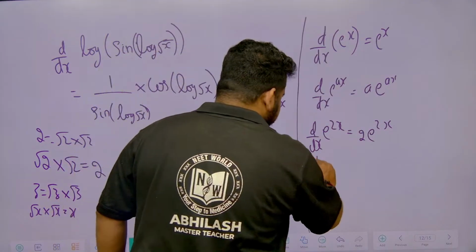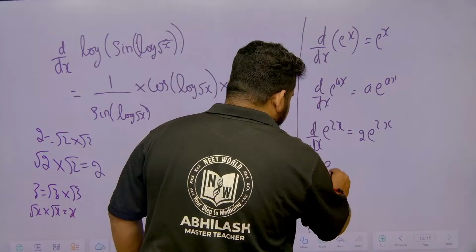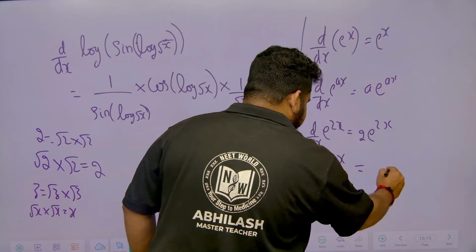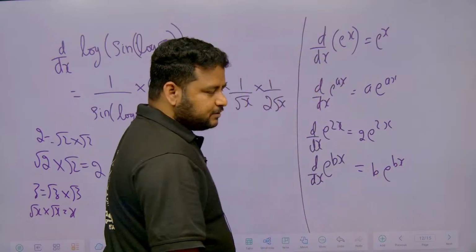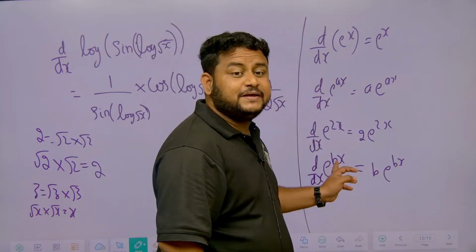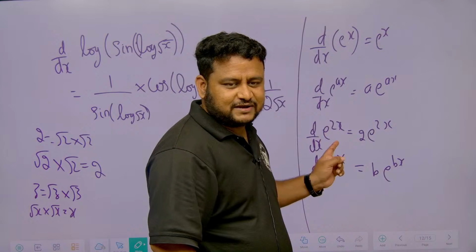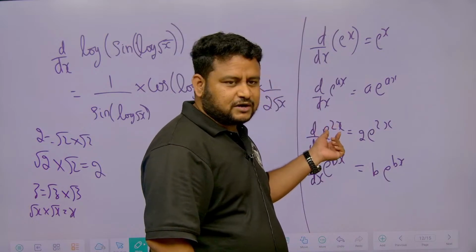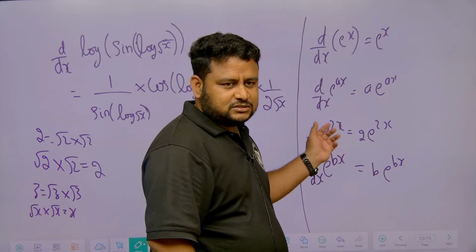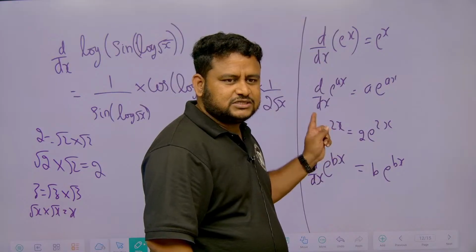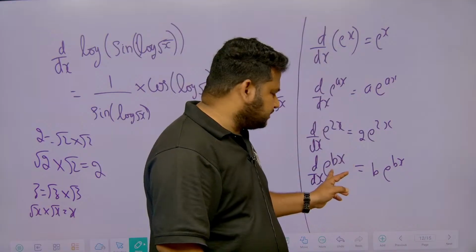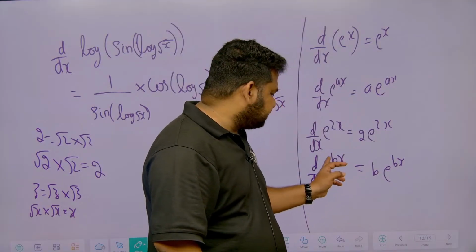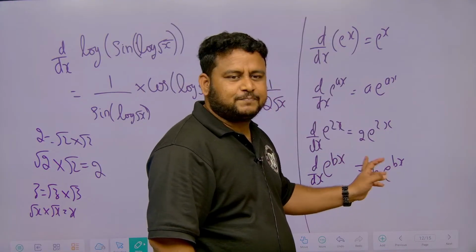Suppose I write d by dx of e power bx. What will I have? E power bx only will be the answer. This b will come down next to it, because derivative of bx is b, because derivative of x is 1. Derivative of 2x is 2 into 1, which is 2. Clear? So d by dx of e power bx is b times e power bx.